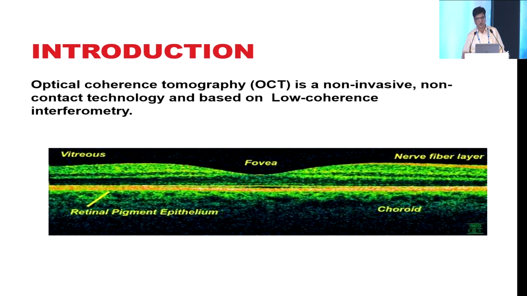It's a non-invasive, non-contact technology based on low coherence interferometry. This gives an idea about the general foveal dip that we all know, and the nerve fiber layer. Basically, the color that we see is a pseudo color. Normally the basic OCT is in black and white, and the pseudo color is generated so that we are able to read it much more easily and possibly at a faster rate.